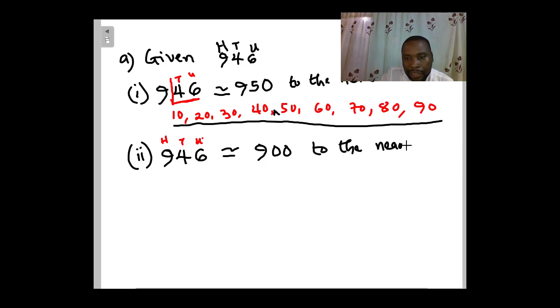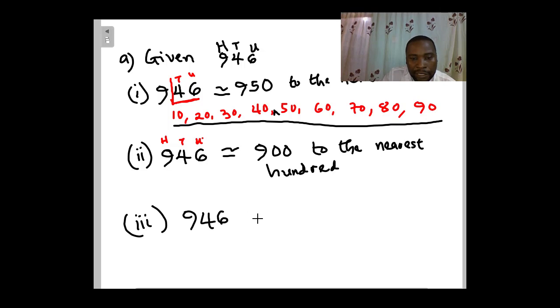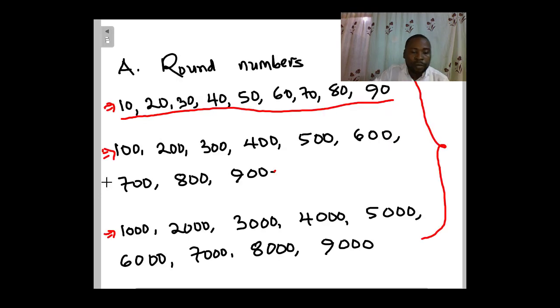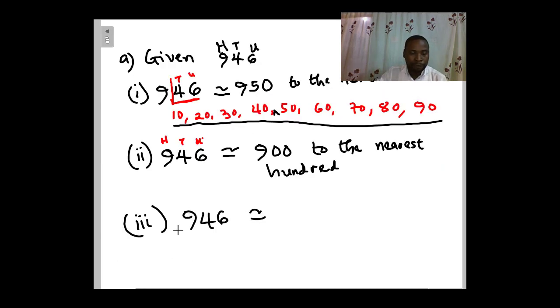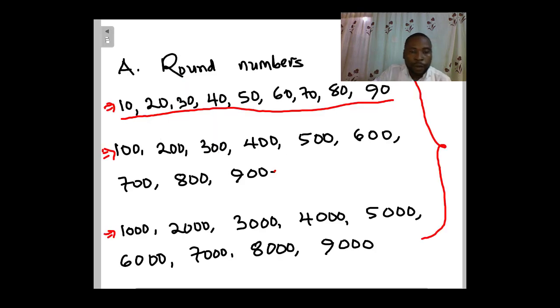To the nearest 100. Okay, and again 946 to the nearest 1,000. Remember all the thousands? We have 1,000, 2,000, 3,000, 4,000, 5,000, 6,000, 7,000. What we have here is 946. And obviously, we know without wasting time that 946 is closer to 1,000, because between 946 and 1,000, there are 54 steps.